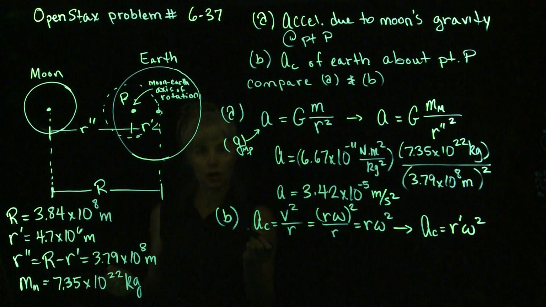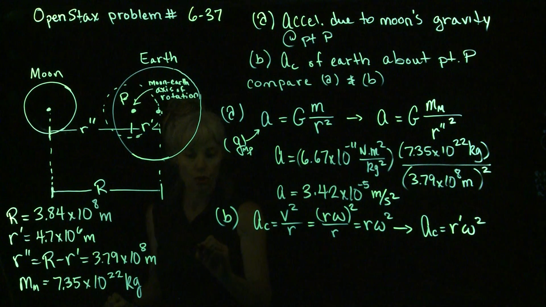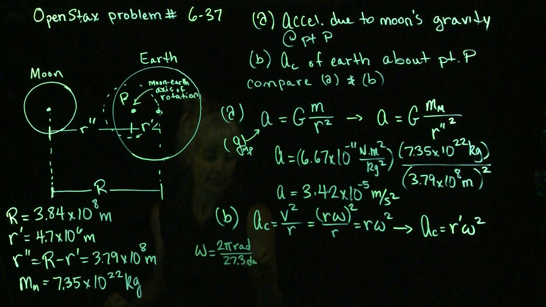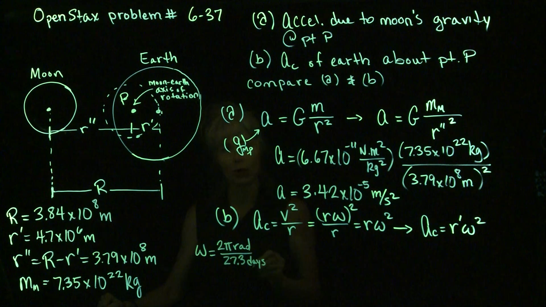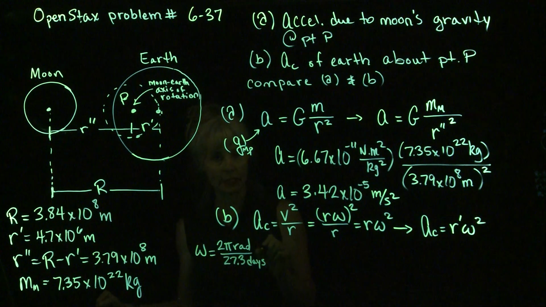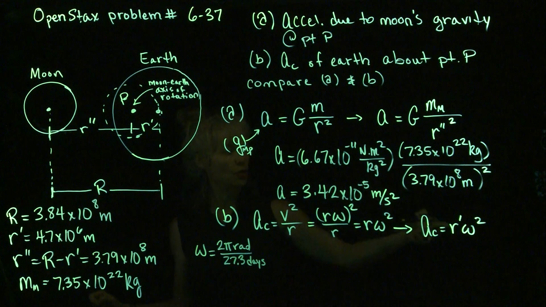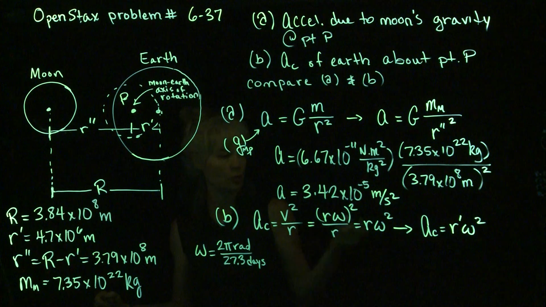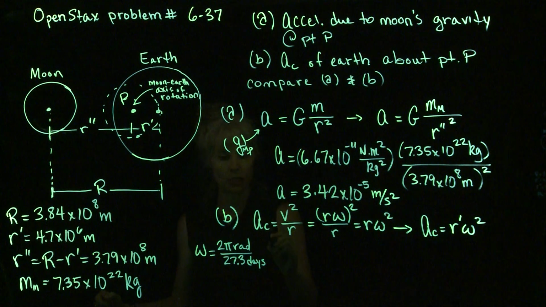Okay, one full rotation is 2 pi radians. So omega then is going to be equal to 2 pi radians divided by 27.3 days. We need to get this in proper units. Units are going to be radians per second standard, so that we can combine it with our distance and get units of meters per second squared, which is what we're looking for for our acceleration here.